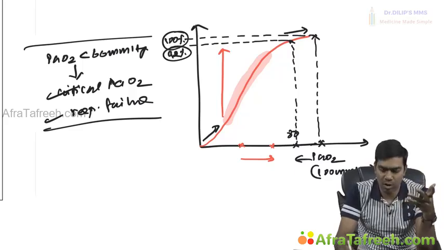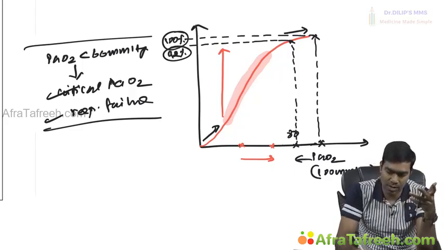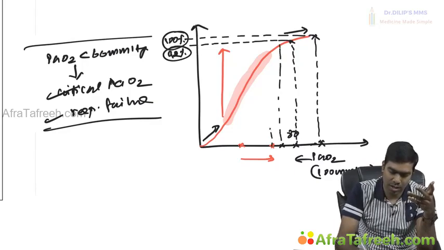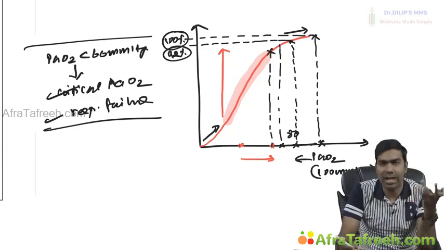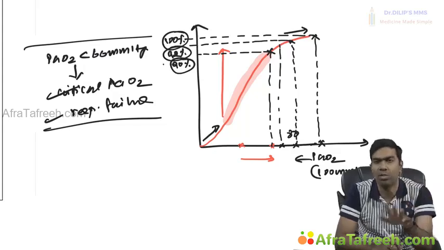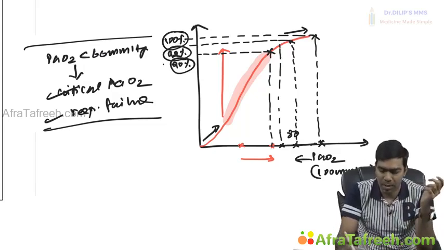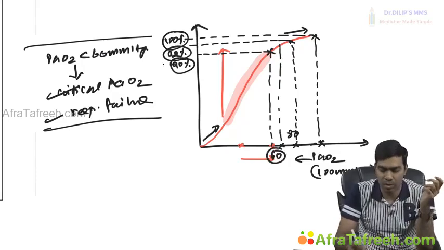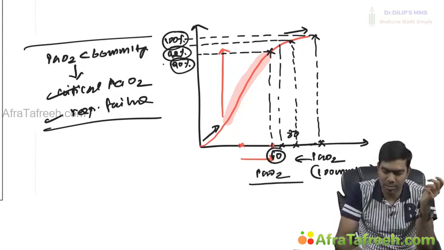Similarly at 70, not much change. At 60, not that much change. You can see here at 60, the saturation is still a nice maybe 90, 91% or 88%. Still it's okay. But this is at 60 millimeters of mercury. This is a PaO2 of 60 millimeters of mercury.